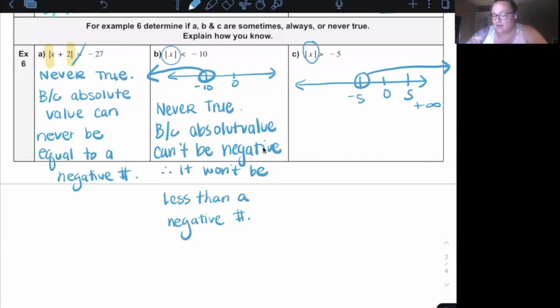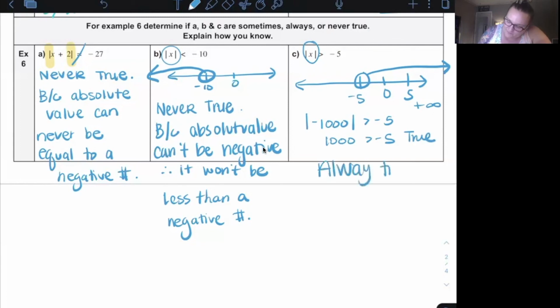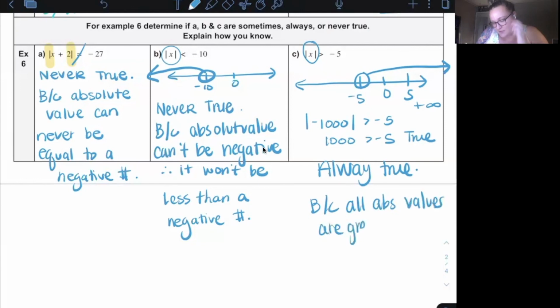If you plug in the absolute value of negative 1,000, well, isn't the absolute value of negative 1,000 1,000? Isn't that greater than negative 5? Yeah, it's a true statement. So this will always be true because all absolute values are greater than all the negative numbers.